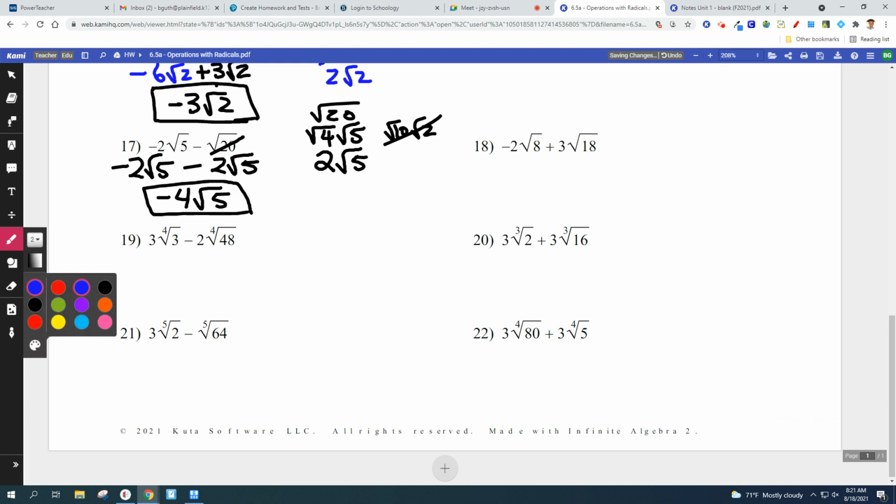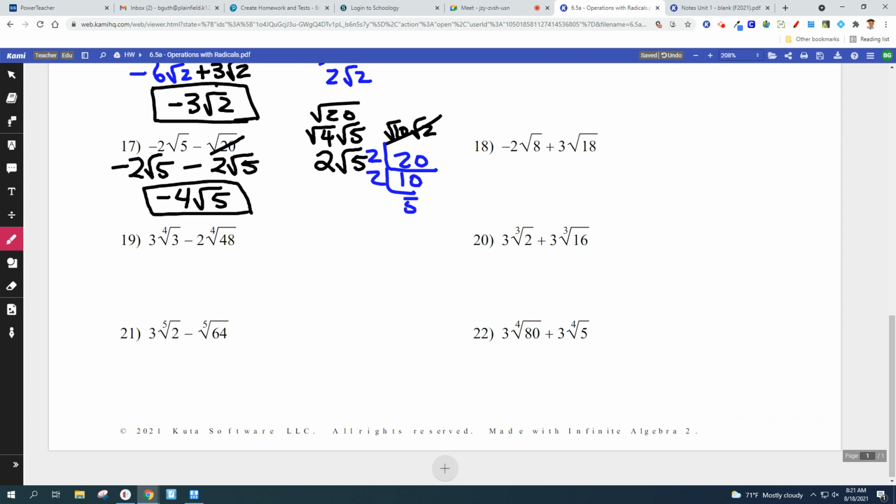Now remember the other method, if you don't recognize the number 4 comes out of a 20, you can still break down the 20 like this. 20, I can divide by 2, that's 10, I can divide by 2, that's 5. That's 2 squared times 5. So if you had to do a square root of that, that's square root of 20. That's a root 2, and 2 goes into this 2 one time, so it comes out with no leftovers. And 2 goes into this 1, no it doesn't, so that has to stay.